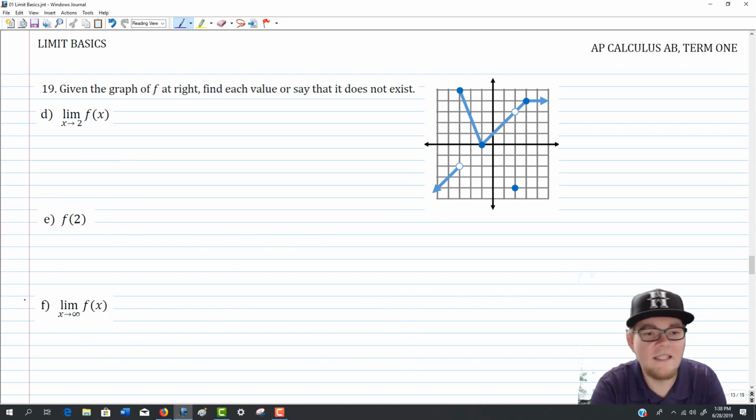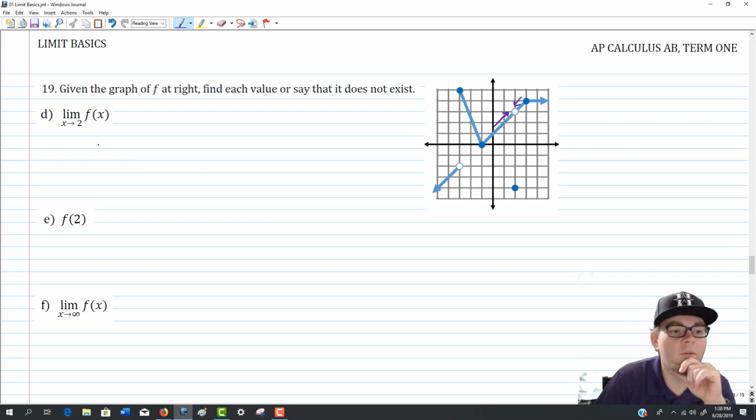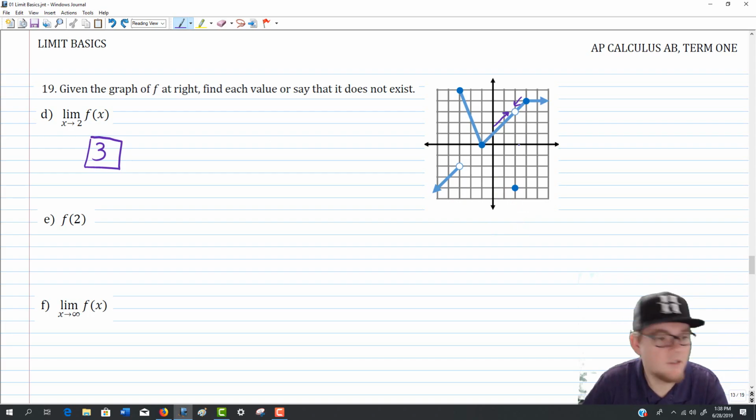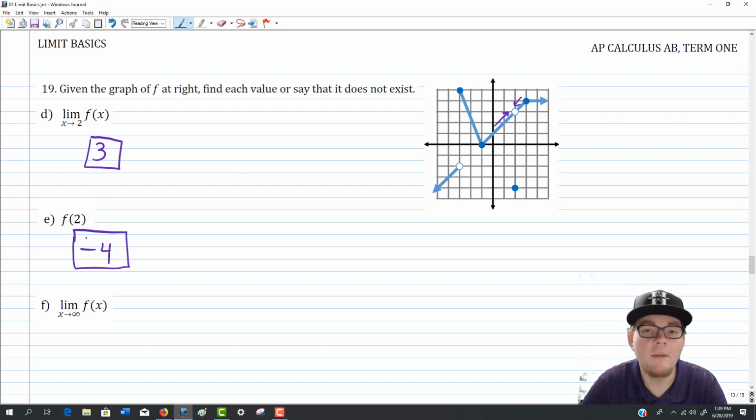Okay, that brings us to 19d. It asks us the limit as x goes to 2 of f of x. Looking up here, as x approaches 2, all the y values from the left approach y equals 3, and from the right, all the y values approach y equals 3. Since they're going to the same place, the limit value is equal to 3. Now keep in mind, this value down here, f of 2, which is actually e in our question, is equal to -4, but remember, one specific point doesn't necessarily influence the limit. So we just found the limit separate from the function value.